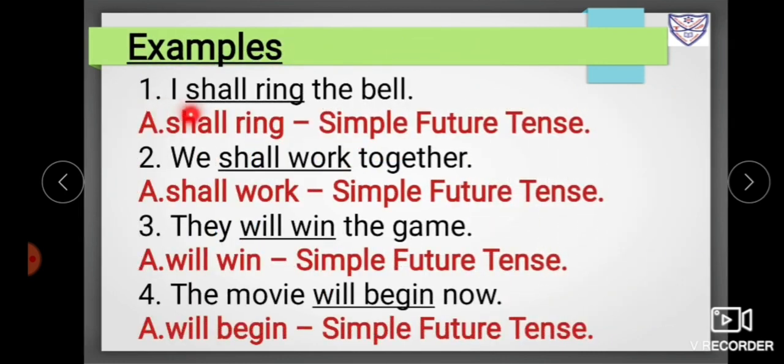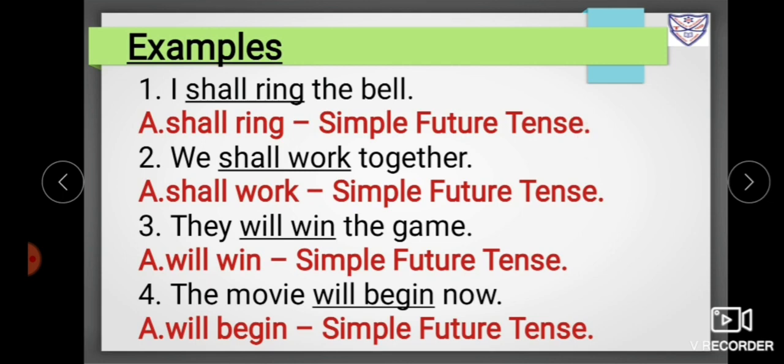First one, I shall ring the bell. Now over here the sentence starts with I, which is a subject, and after this subject we have shall, which is a helping verb. Now with shall we have a verb, that is ring. So we can say shall ring is in simple future tense, as it shows an action which will occur or which will take place somewhere in the future time. Still this action has not been started, so we can consider shall ring as simple future tense.